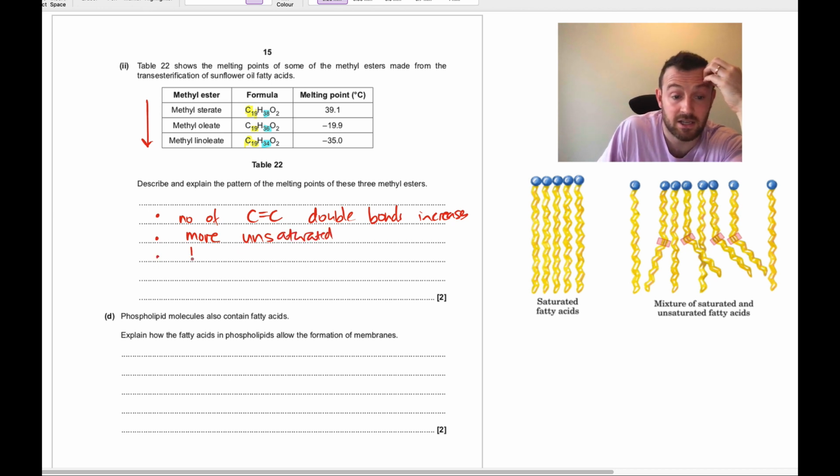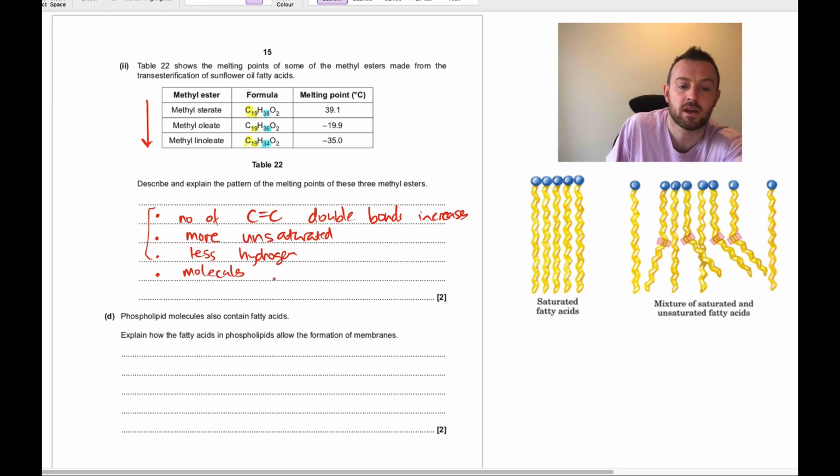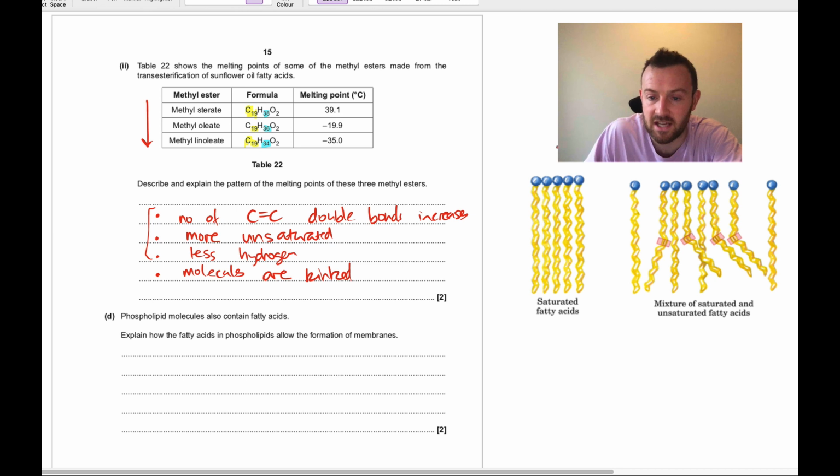And we can also say there's less hydrogen. So the molecules are kinked. If we look here, these are the saturated fatty acids. They have a sort of straight structure. When we introduce a double bond, that's these highlighted bits here, we get a kink in the molecule. So instead of straight, it goes down and then it kinks to the side like that.